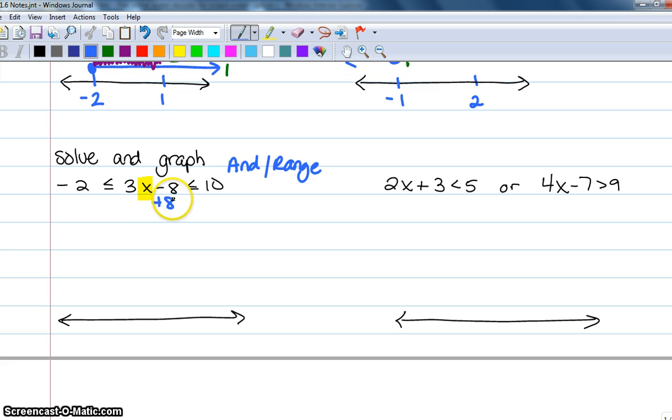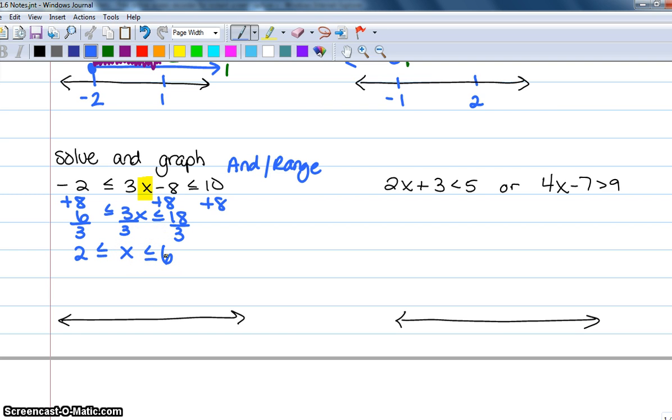We're going to solve it just like any other equation, but now instead of having 2 pieces, a left and a right, we've got a middle, a left, and a right. So if I add 8 here, I've got to add 8 on the left and on the right. So -2 and 8 gives us 6 is less than or equal to 3x, which is less than or equal to 18. Now I want to divide by 3, and again I'm going to divide by 3 on all of my pieces. So I've got 2 is less than or equal to x, which is less than or equal to 6.